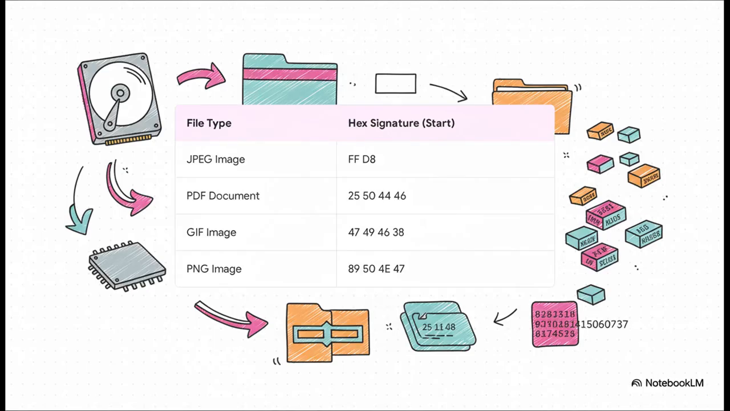And this is where it all comes together. It turns out every file type has a unique fingerprint, what's known as a hex signature, right at the very beginning of its data. Take a look. A JPEG image always starts with the hex values FFD8. A PDF document always starts with the hex that represents the letters %PDF. This is incredibly powerful. It means that even if a file's name gets erased from the file system's index, forensic tools can still find the file by just scanning the raw disk for these known signatures.